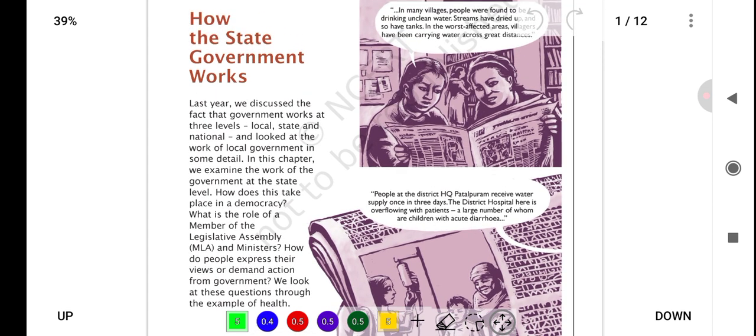How the state government works. Last year, we discussed the fact that government works at three levels: local, state, and national. We looked at the work of local government in some detail. In this chapter, we examine the work of the government at the state level. How does this take place in a democracy? What is the role of a member of the legislative assembly and ministers? How do people express their views or demand action from government? We look at these questions through the example of health.